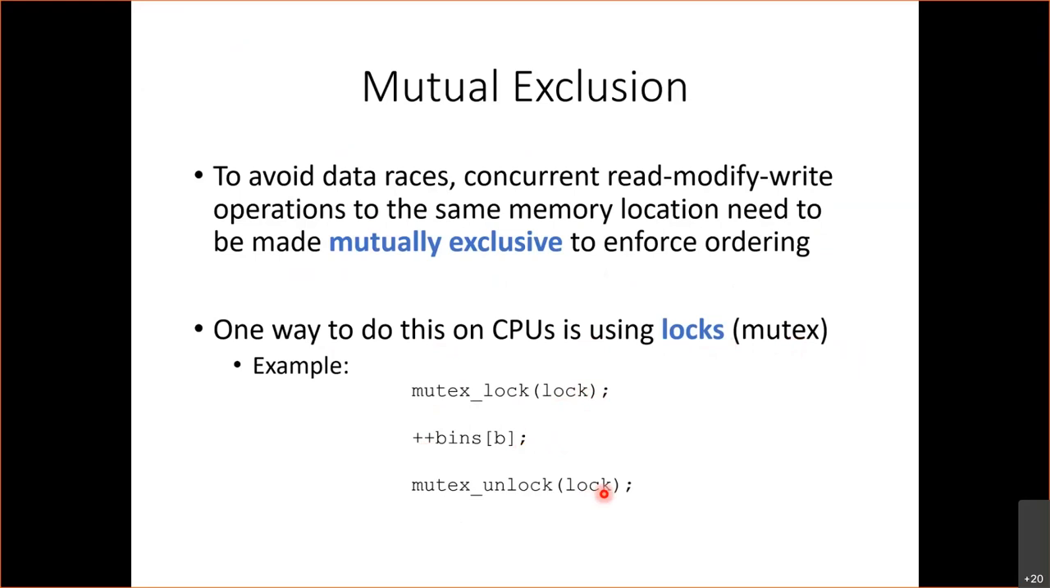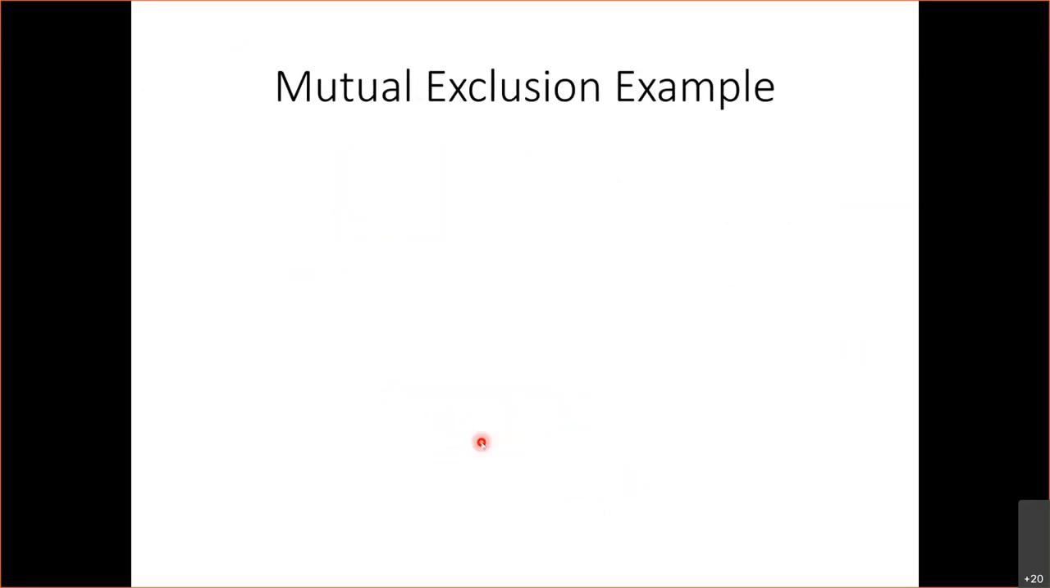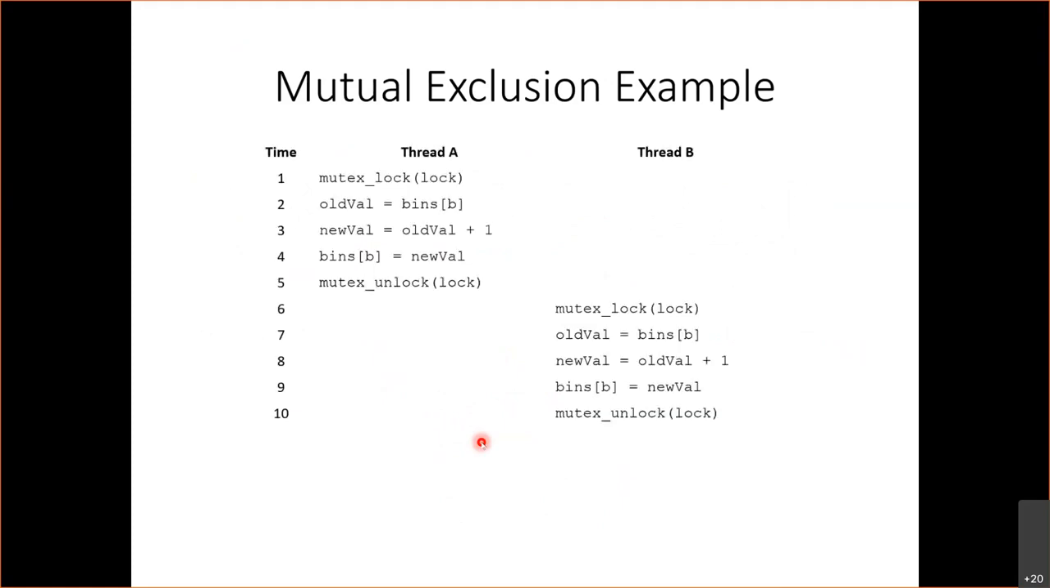Now, if I do this, what happens is that if a thread comes and does mutex lock and acquires a lock, then no other thread can acquire this lock until this thread releases the lock. So a thread comes, executes mutex lock, increments bins of B. This can have as many instructions as you want inside of here, and then it releases the lock. And once it releases the lock, another thread can come and acquire the lock to increment bins of B. Okay?